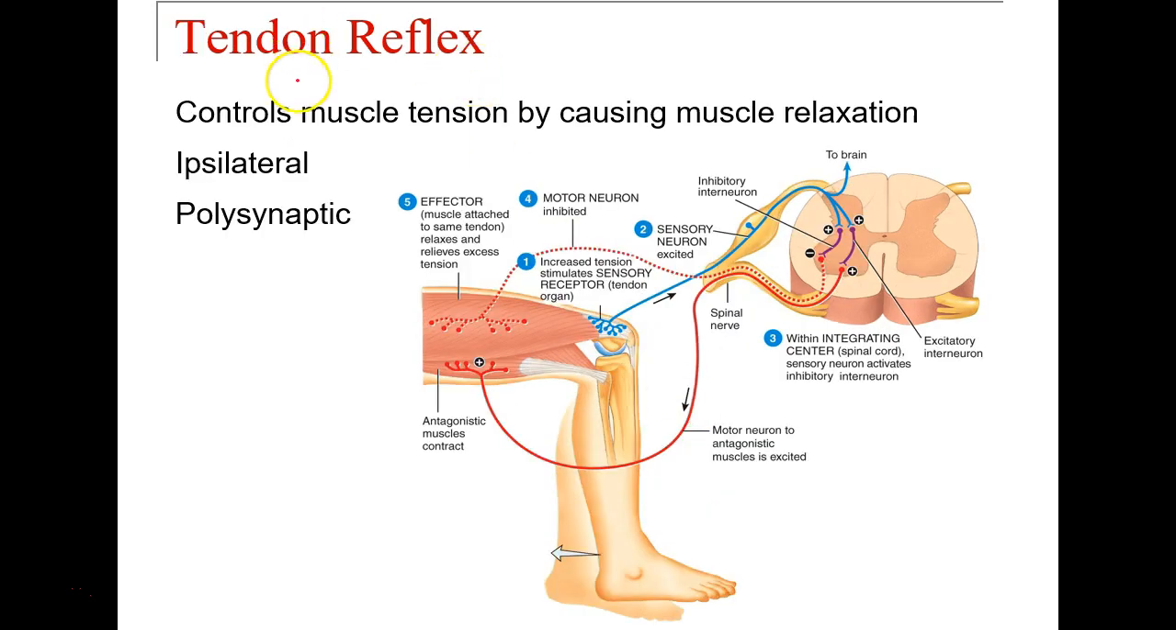Okay, tendon reflex, we control muscle tension by causing muscle relaxation. The tendon will sense too much stretch, and to avoid injury, we relax the muscle. Think of when you go to pick up a bucket. If that bucket is full of some kind of heavy material and it is too hard to pick up, too heavy for your muscle, it can give out, and the antagonist muscle will contract to move the other muscle away from injury.